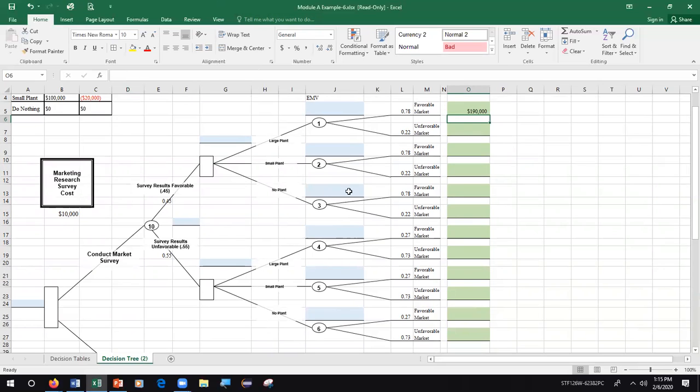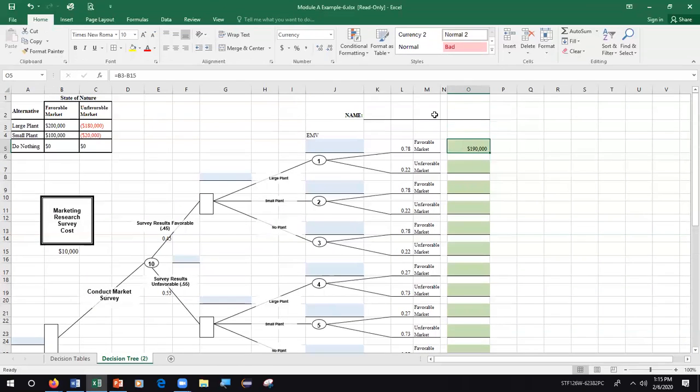That make sense? Excuse me? Yes. Read the last step. So it's equal to, and then the large plant number is 200,000. So click on that cell, minus, and I clicked on this 10,000. So you have 200,000 minus 10,000. And then the next one is this unfavorable. So that's going to be equal to the unfavorable minus 10,000.